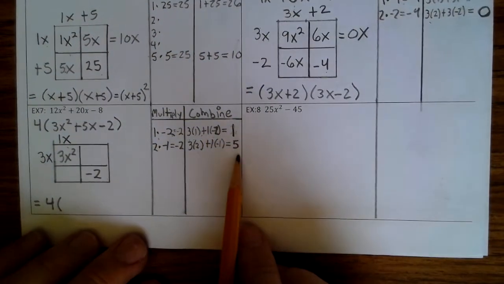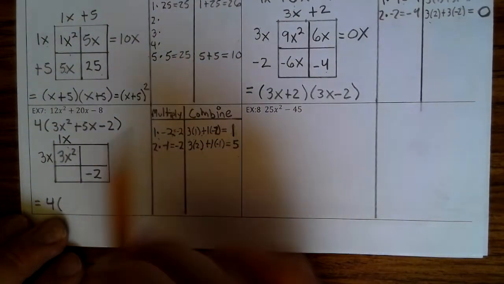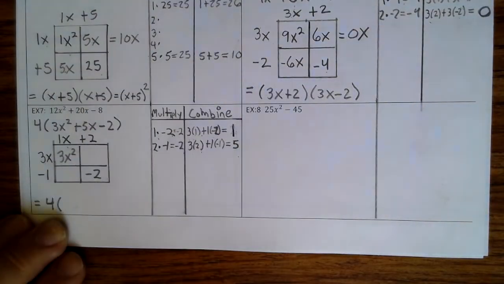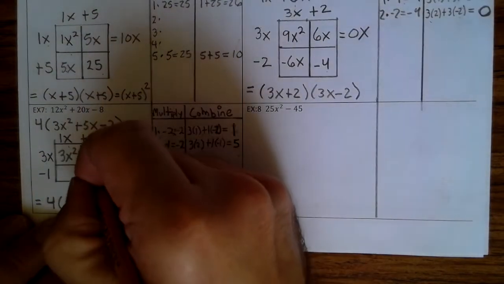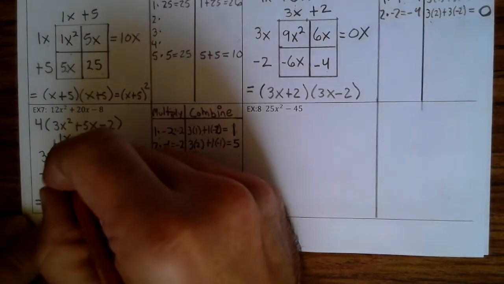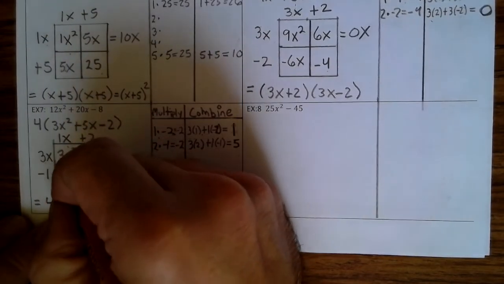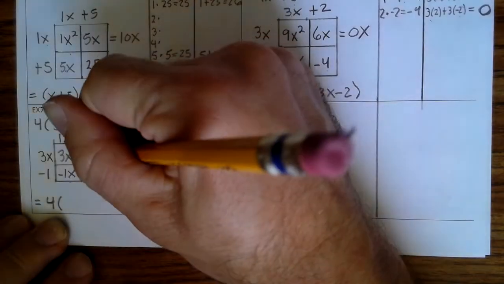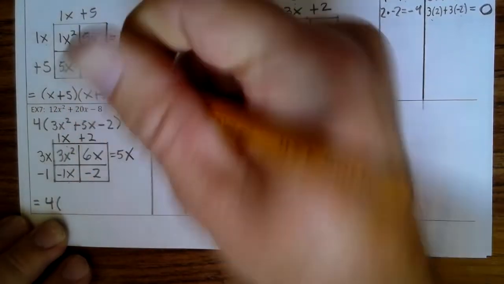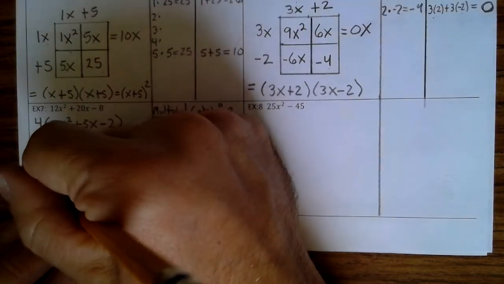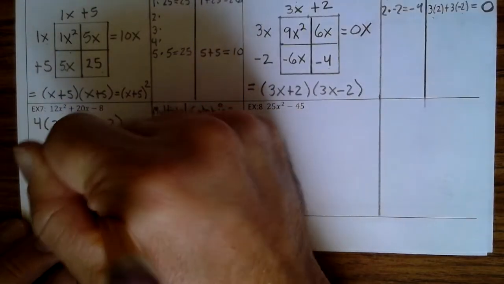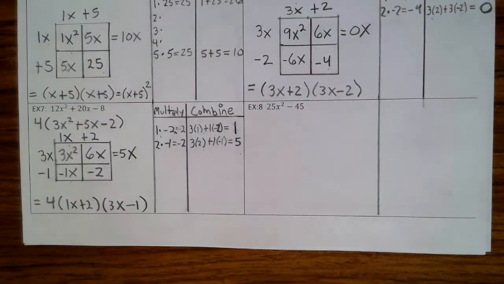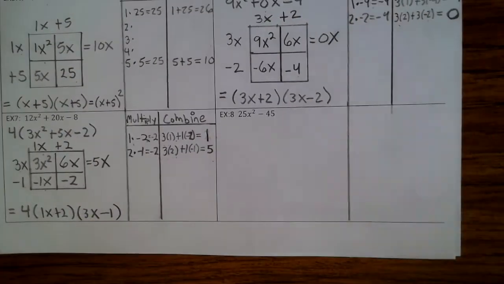That works. So now because you're multiplying, the 3 times the 2 goes right here, and the negative 1 goes here. So 3x times 2 is 6x. Negative 1 times 1x is negative 1x. 6x minus 1x is 5x, so that works. So our factors are 4 times 1x plus 2 times 3x minus 1. Okay, finish up example 7.